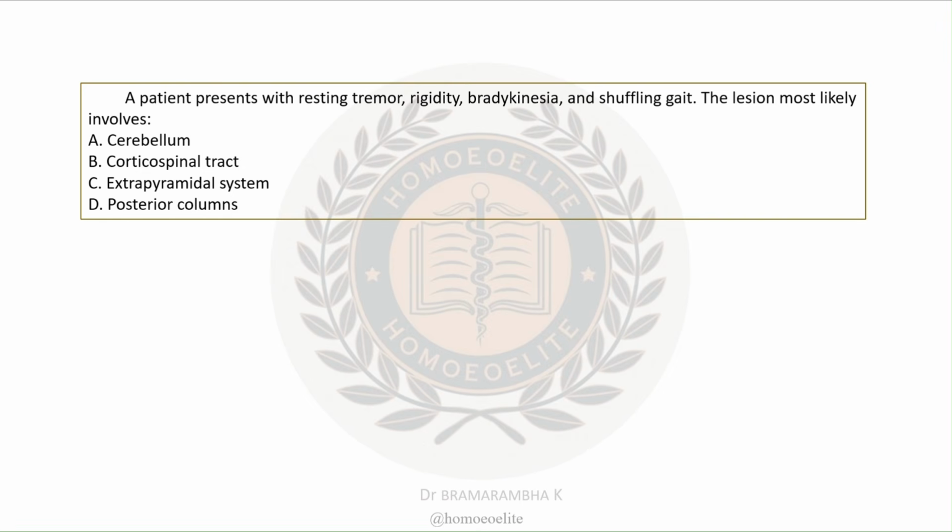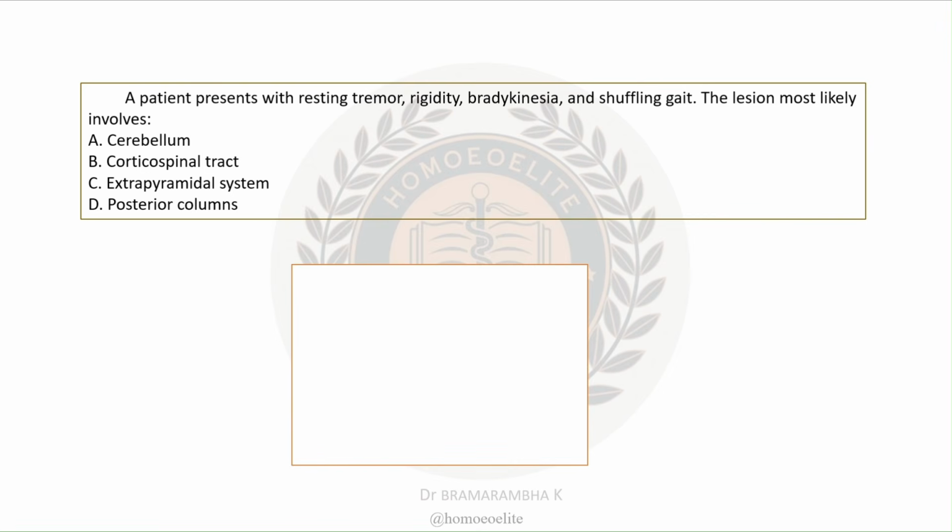So coming to the next MCQ, a patient presents with resting tremor, rigidity, bradykinesia, and shuffling gait. The lesion most likely involves the cerebellum, corticospinal tract, extrapyramidal system, or posterior columns. So there is tremor, rigidity, bradykinesia and shuffling gait, so it is related to the extrapyramidal system.